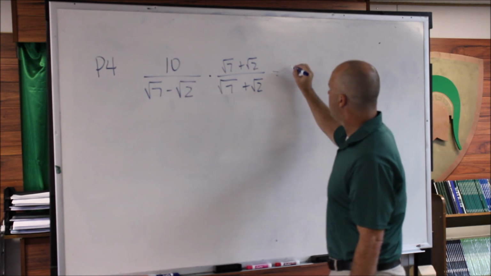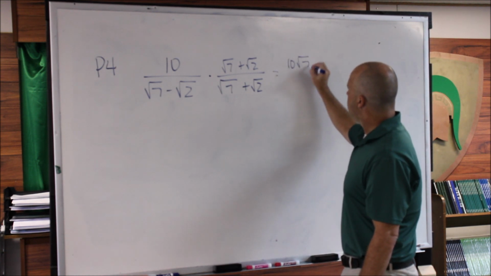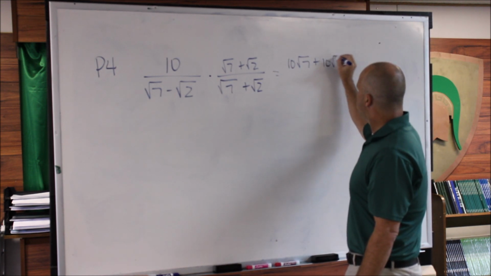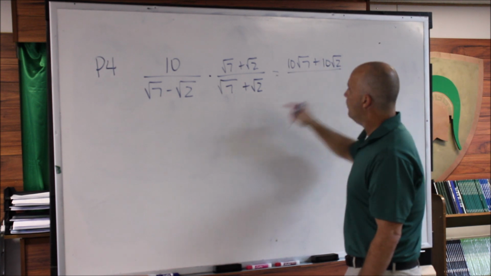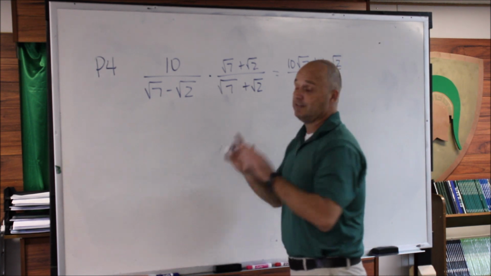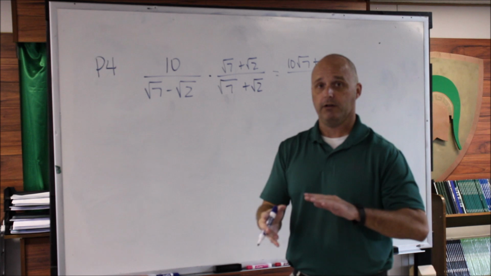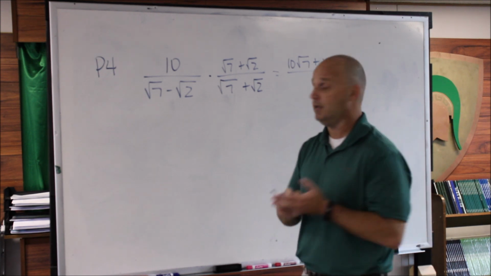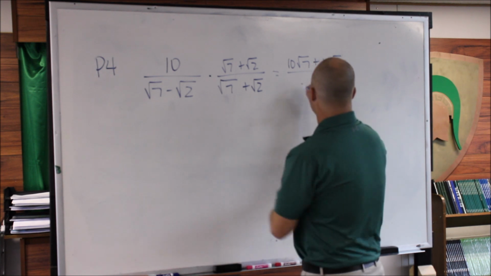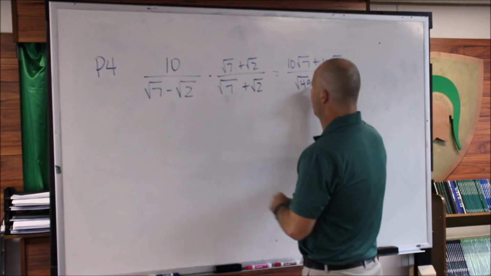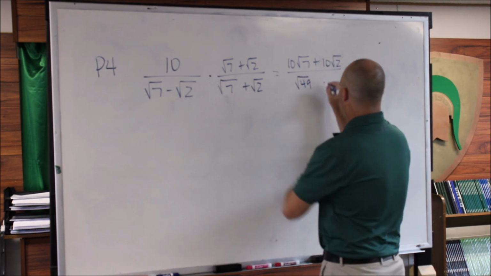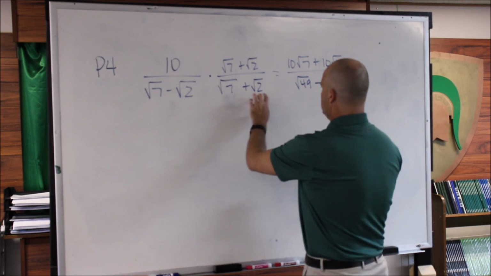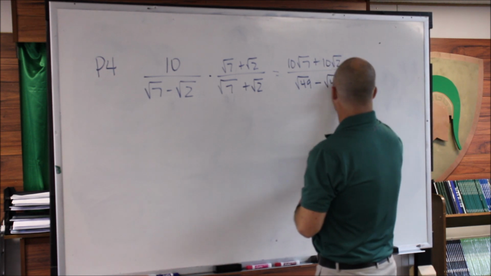Distribute the 10 across to both of those terms. So 10 square root of 7 plus 10 square root of 2 over, now, since they're conjugates, when we FOIL, we don't have to do the O and the I. We only have to do the F and the L. Square root of 7 times square root of 7 is the square root of 49. Negative times a positive is a negative. Square root of 2 times square root of 2 is square root of 4.